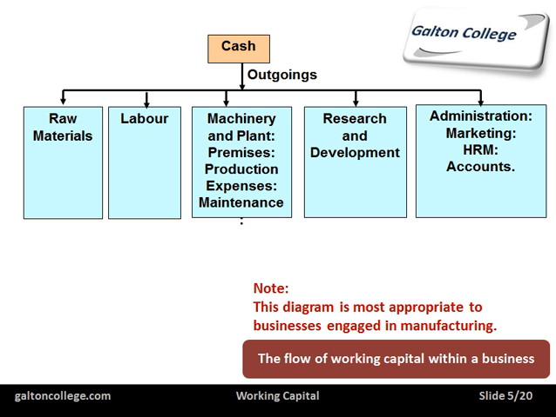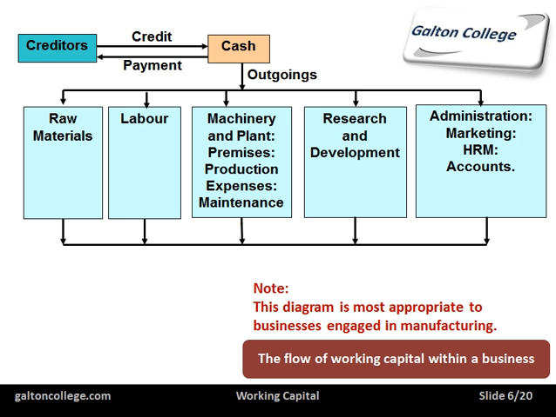Now you'll see from the diagram, as I said right at the start of the video, we're taking a sort of a manufacturing approach here. But the same applies to any business. Just with manufacturing it's a bit more complex. There are more issues to take into account: machinery, plant, stock, etc. So we'll just look at this one as an example. But it applies to service businesses as well. So we've got cash and the outgoings.